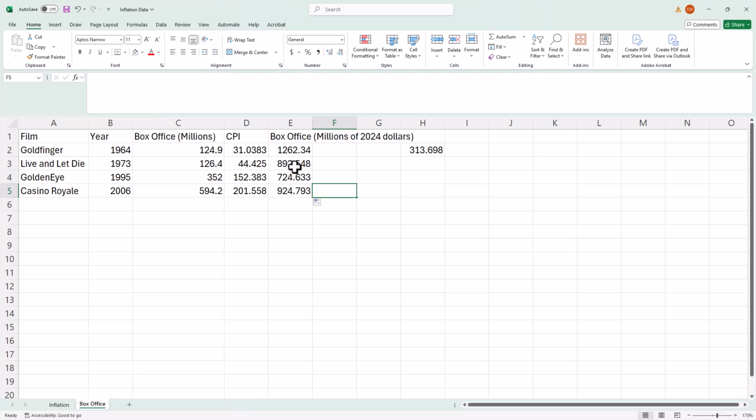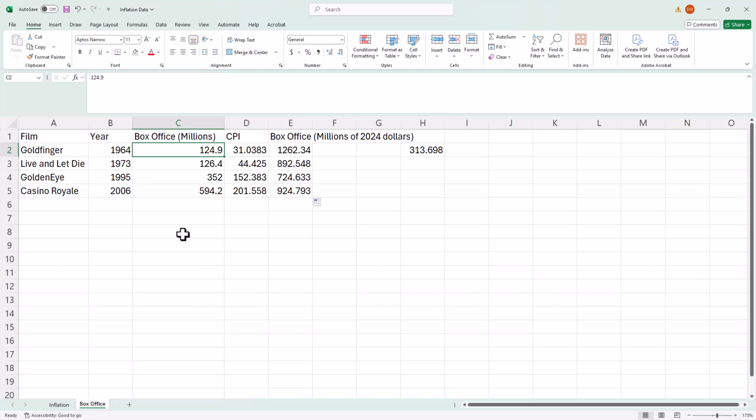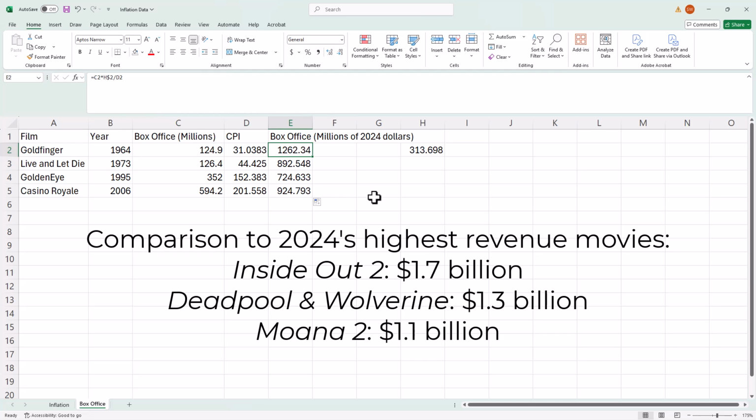Now we can actually compare these numbers to each other and think about, in terms of today's money, which of these movies had the highest revenue, which was Goldfinger, even though in its contemporary year dollars, it made the least. But there's been so much inflation since 1964 that 124 million back then was quite a lot of money in today's terms. A box office of $1.26 billion would put a movie at number 3 in both 2023 and 2024, which gives you some idea for how much money this movie made.